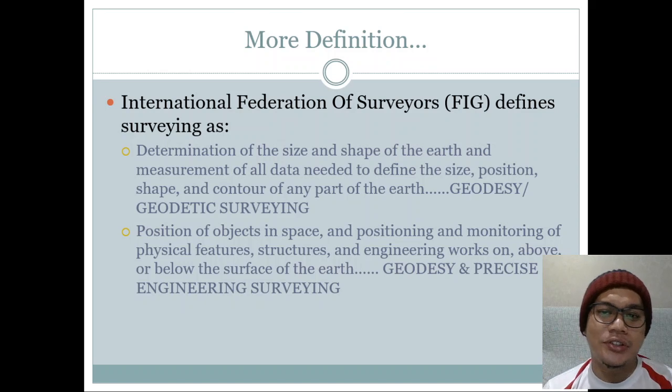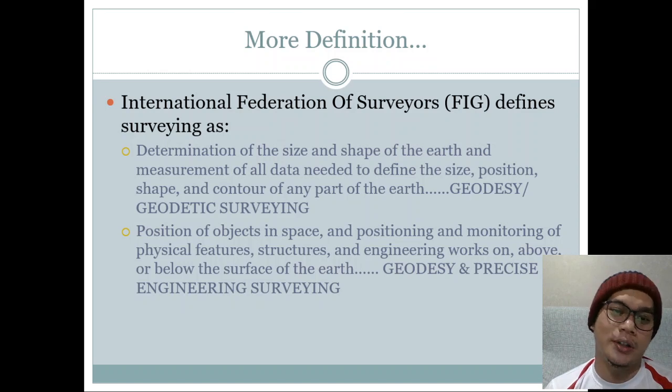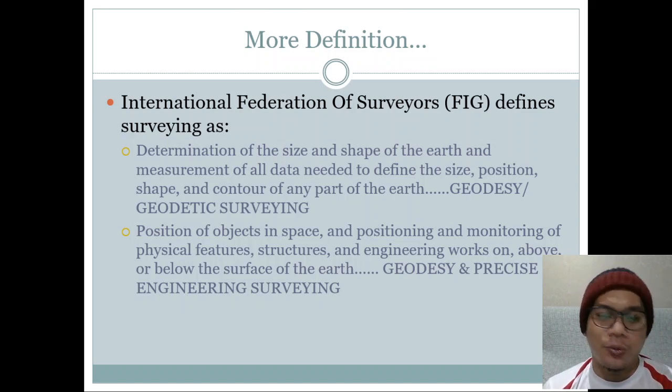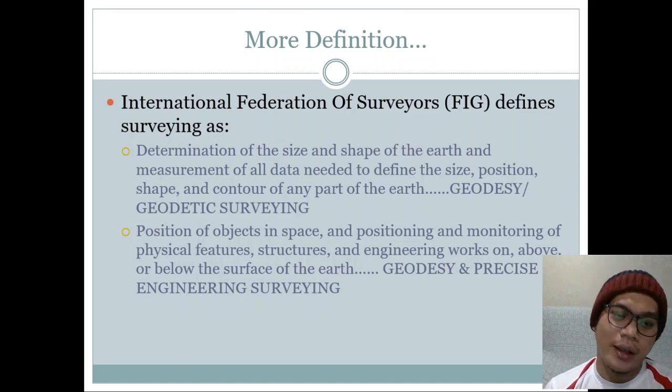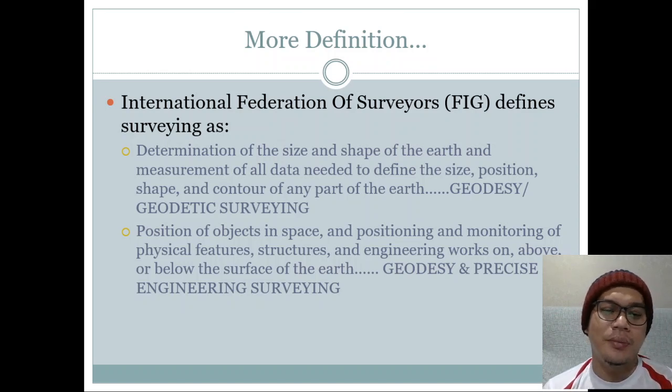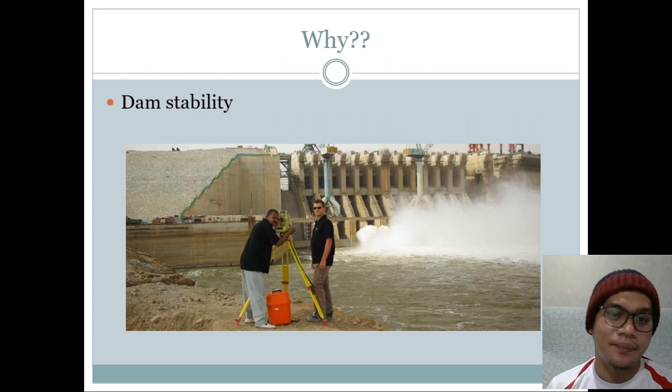So the International Federation of Surveyors defines surveys as the determination of the size and shape of the Earth and measures of all data needed to define the size, position, shape, and contour. This is what we know as a geodetic survey. In another way, it also could be the positions of objects in space and positioning and monitoring of the physical features, structures, and engineering works. So this is about the engineering survey.